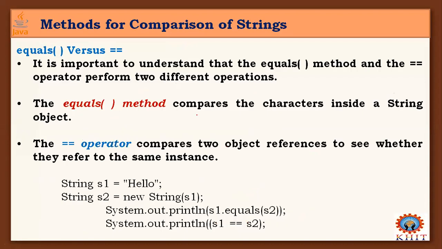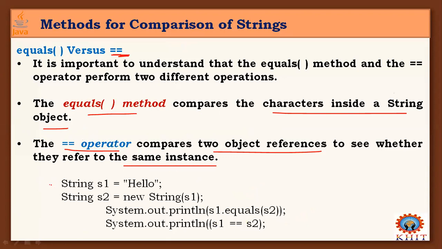Okay, so coming to another method, comparison of strings: equals versus the equal operator. It is important to understand that the equals method and the equal operator perform two different operations, not the same operation. The equals method compares the characters inside a string object. But this operator compares two object references to see whether they refer to the same instance or the same string object or not. Here string 1 is hello, and string 2 is an object initialized with this s1 object.